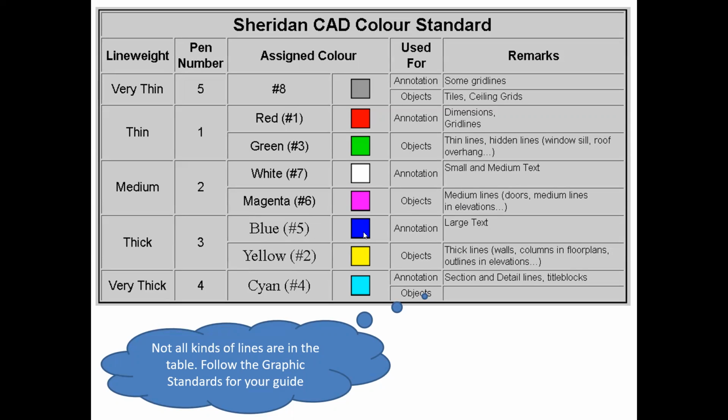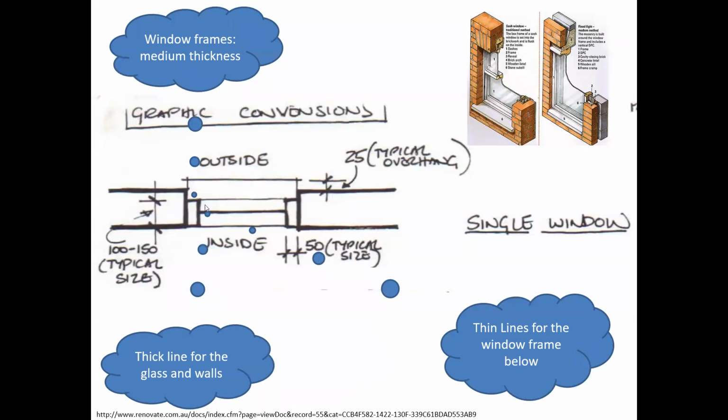So we have thick lines, which are blue and yellow, used for annotation, large text, that's the blue, color number 5, and number 2, yellow for object lines like walls, columns, floor plans, outline in elevation. The very thick color is cyan, is for annotations, large text for title blocks, okay, and other objects. So line weights are very important.